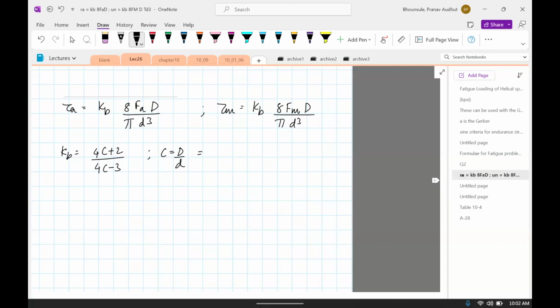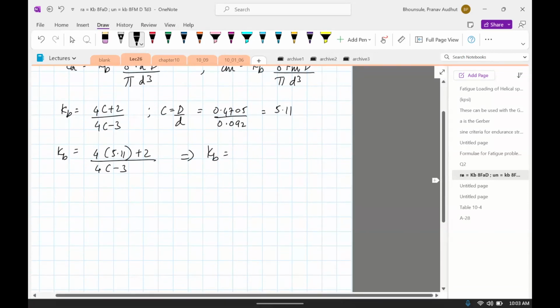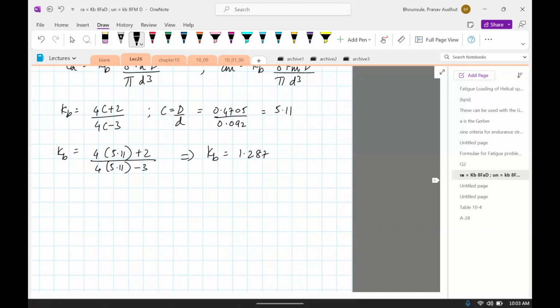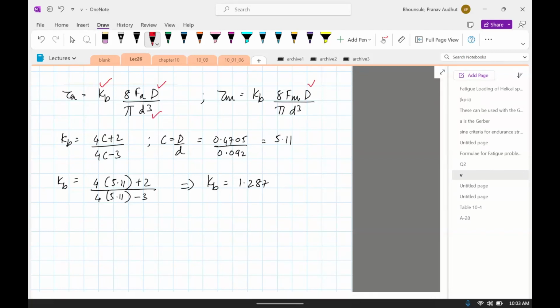So capital D is 0.4705, small d is 0.092, so C is 5.11. With that, we can compute KB. So KB comes out to be 1.287. It's non-dimensional. So let's see, we've knocked down KB. We know what capital D is. We know what small d is. We just need FM and FA.